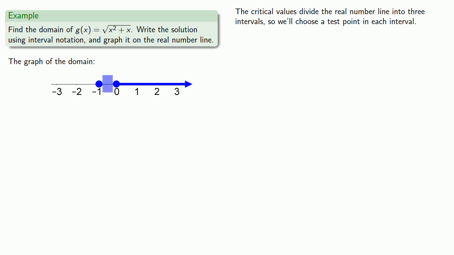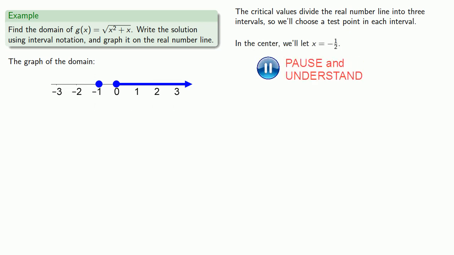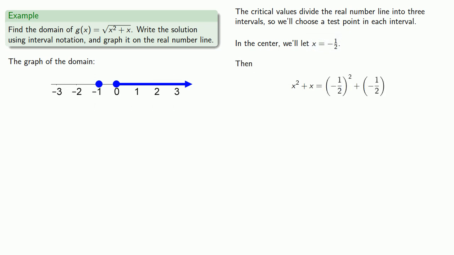In the center, we'll have to pick a point, and because 0 is a critical value, we can't use 0. Because negative 1 is a critical value, we can't use negative 1. We have to pick something in the middle, so how about x equals negative 1 half? So equals means replaceable. If x equals negative 1 half, then x squared plus x will be negative 1 half squared plus negative 1 half. And we can calculate the value of that.